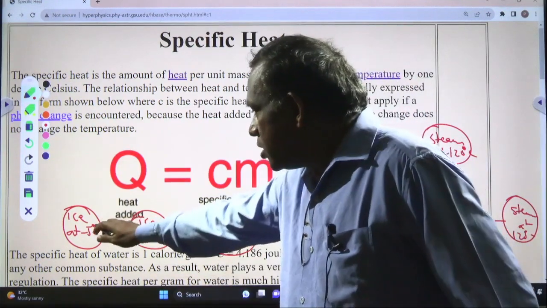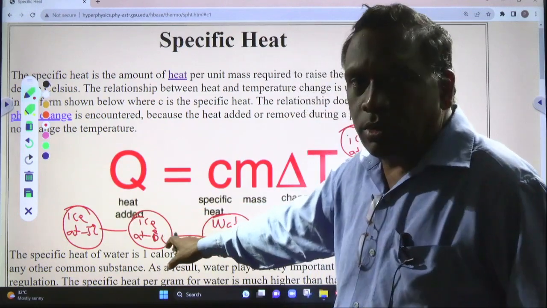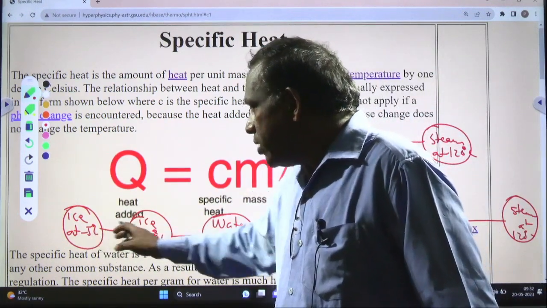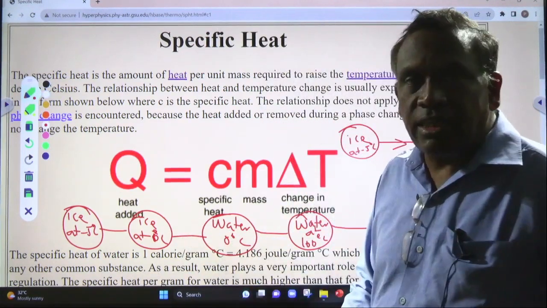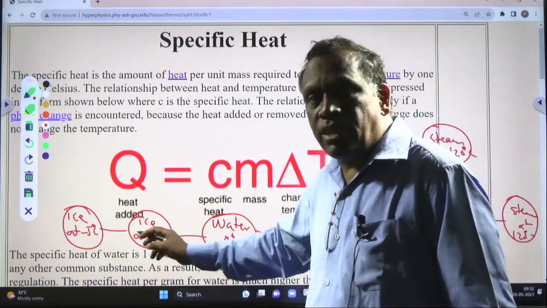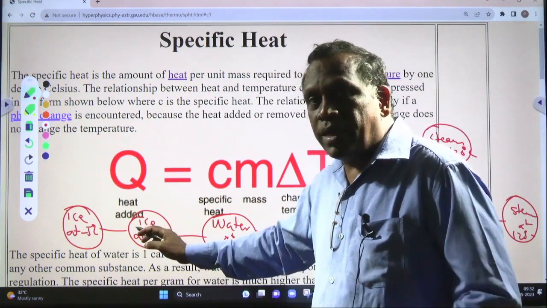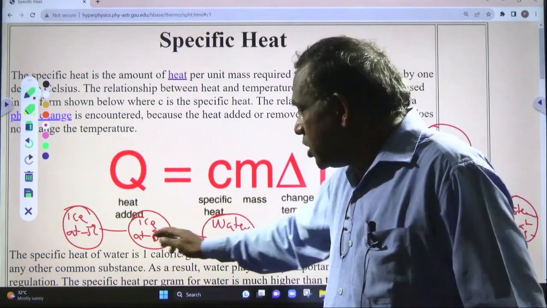In the first stage, if you observe carefully, ice changes to ice only, but the temperature changes from -5 to 0 degrees centigrade. In the second stage, ice at 0 changes to water at 0, which means there is no change in temperature, but there is a change in the state.